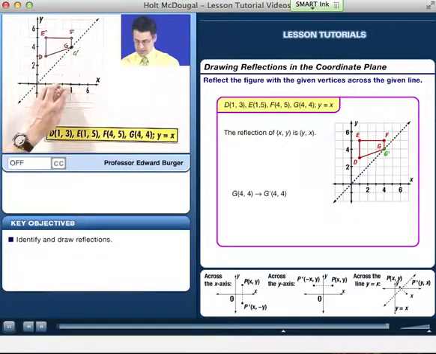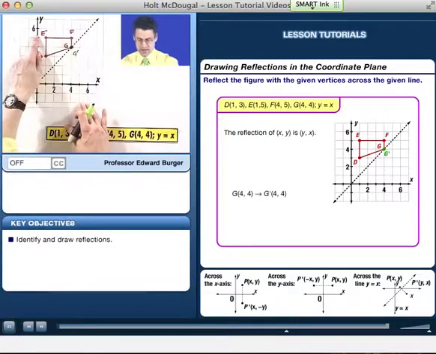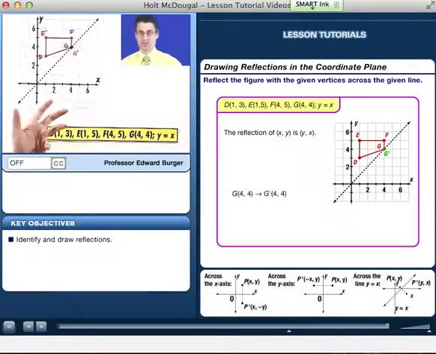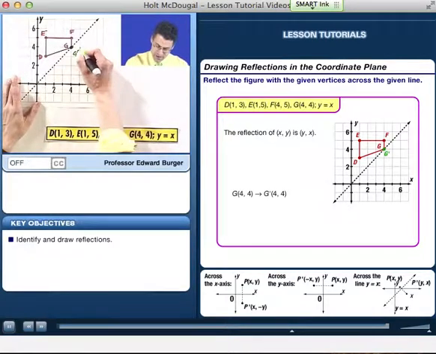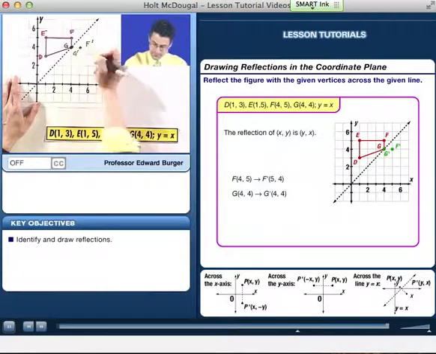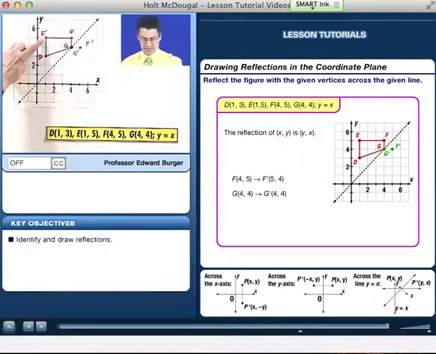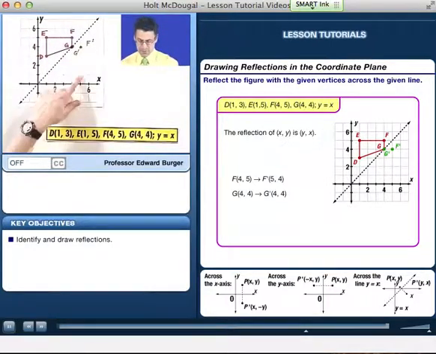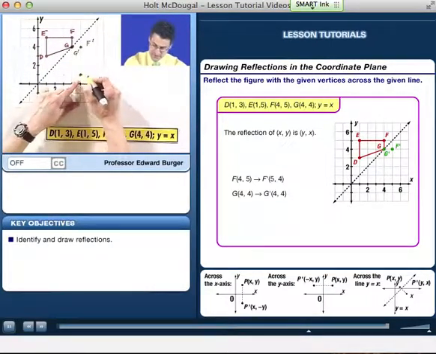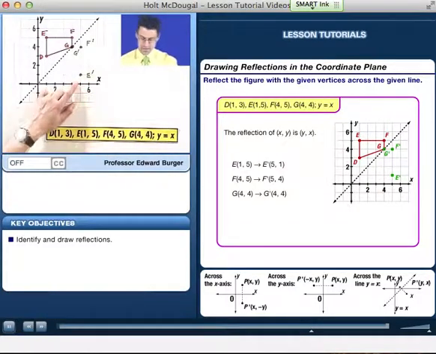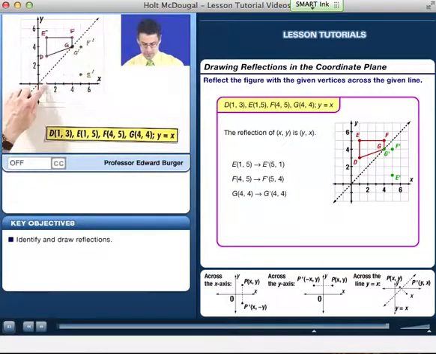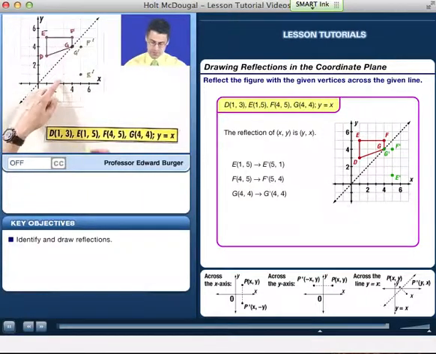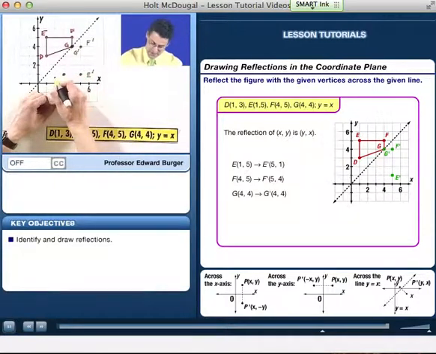All right, let's take F. Well, right now, F is located at (4, 5). When I reflect it over this line, that switches the x and the y, and so now I'm going to be at (5, 4). This is going to be F prime. When I take a look at this point E, it was (1, 5), so now I'm going to go (5, 1), and so this point's going to be way out here. This is going to be E prime. And finally, this point D, which is (1, 3), is now going to be (3, 1). And that's going to be D prime.